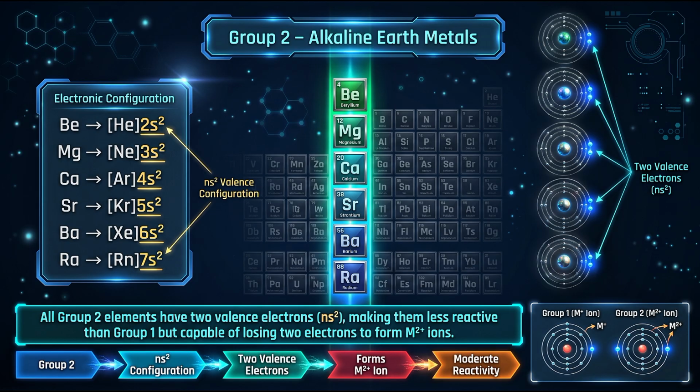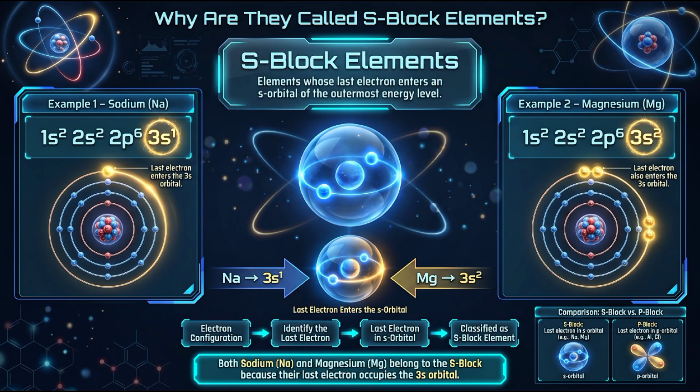The name s-block comes directly from the way electrons are arranged inside an atom. In chemistry, electrons are not placed randomly around the nucleus. Instead, they occupy specific regions of space called orbitals, and these orbitals are grouped into four main types: s, p, d, and f orbitals. Every element in the periodic table is classified into one of these four blocks depending on which orbital receives the last electron during the filling of the electronic configuration.